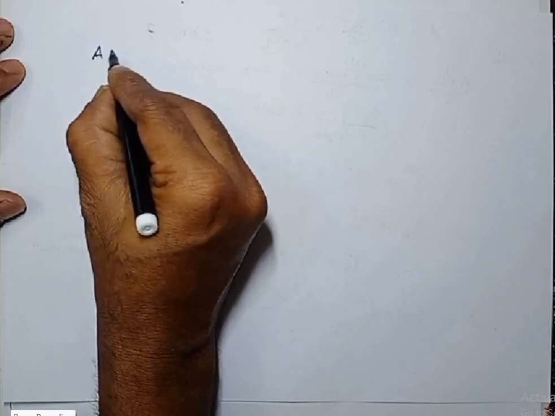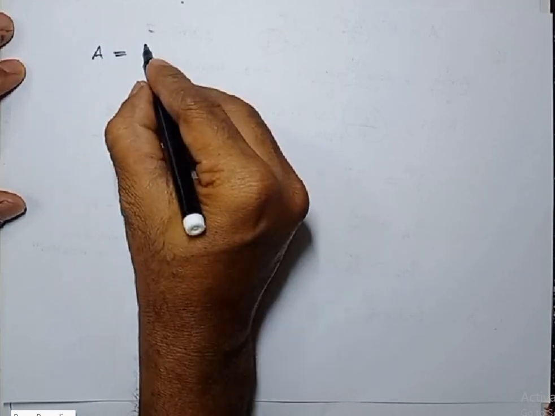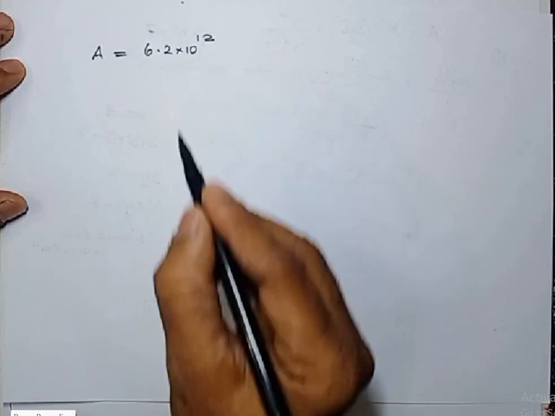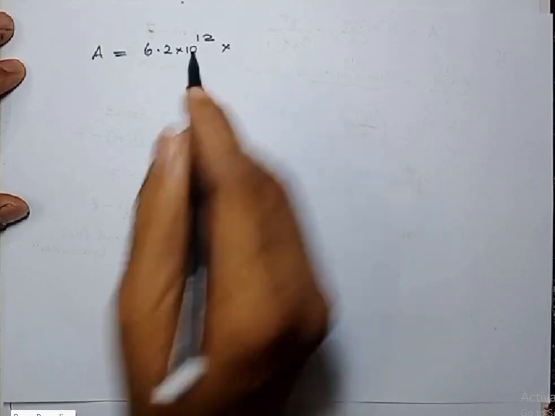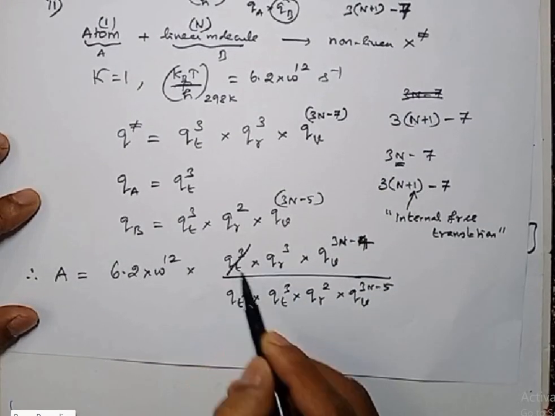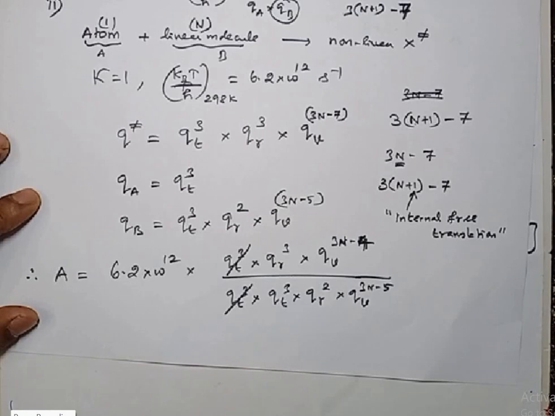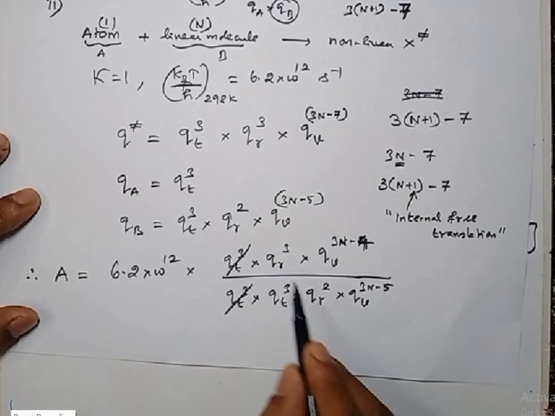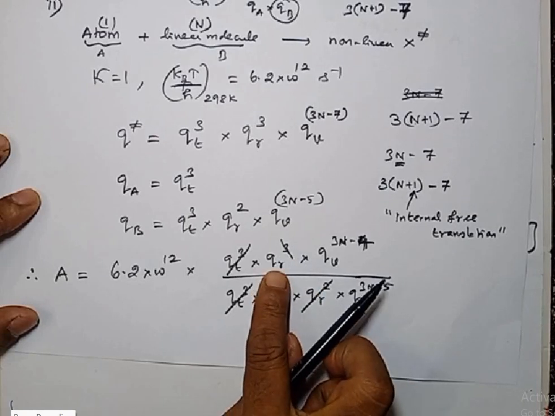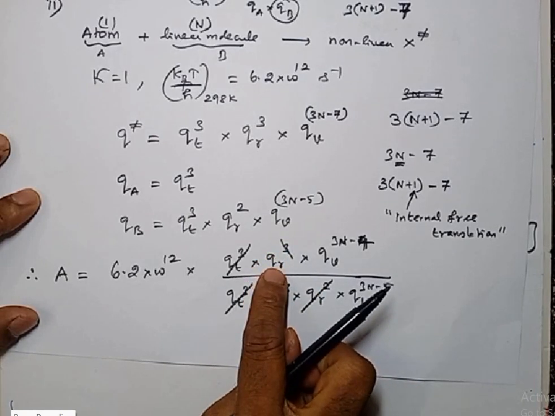So, what is the value of A? A is equal to 6.2 into 10 to the power 12 second inverse into, now let me cancel some of the terms here. See, 1 QT cube cancels here. QR cube, QR square are there. So if you cancel QR square, this cube will go away. So I'll get 1 QR term will be there.